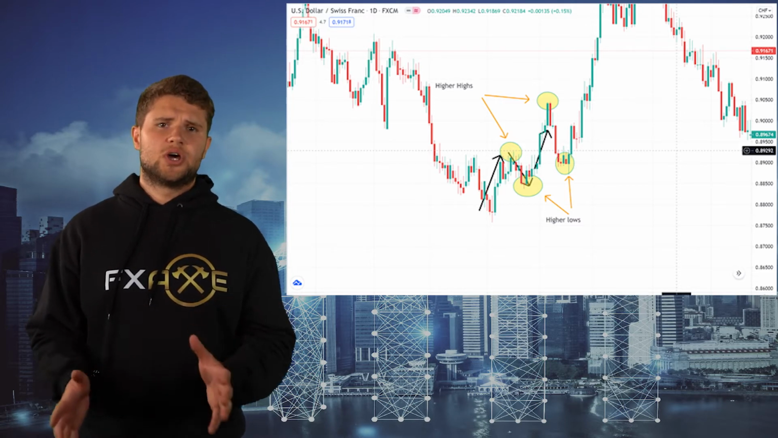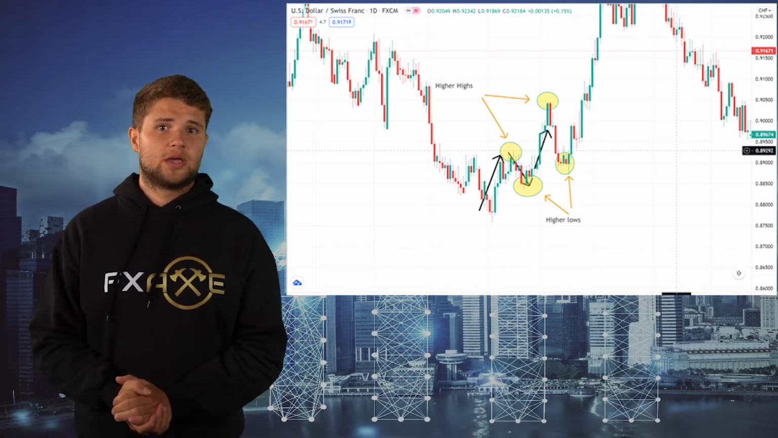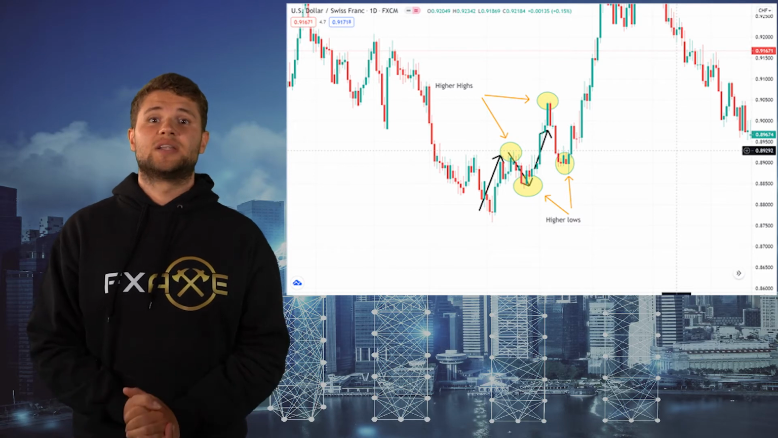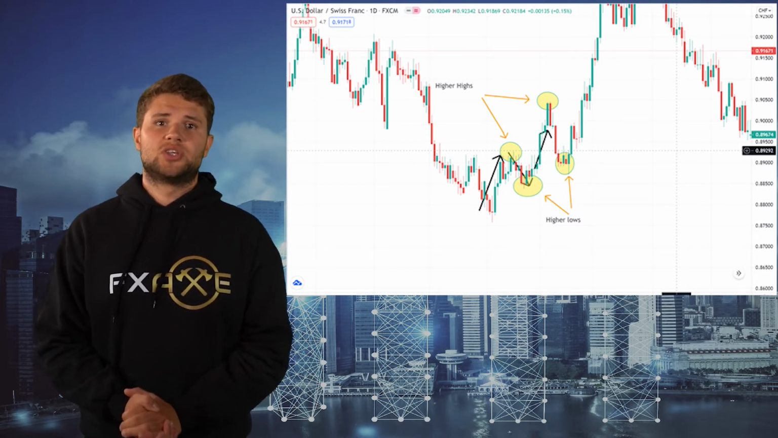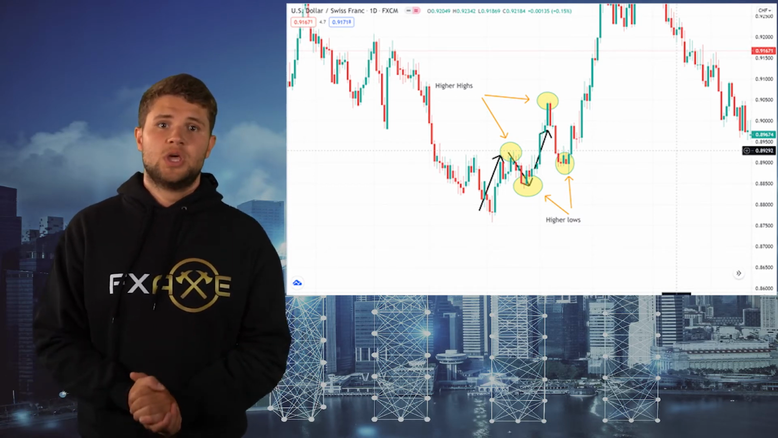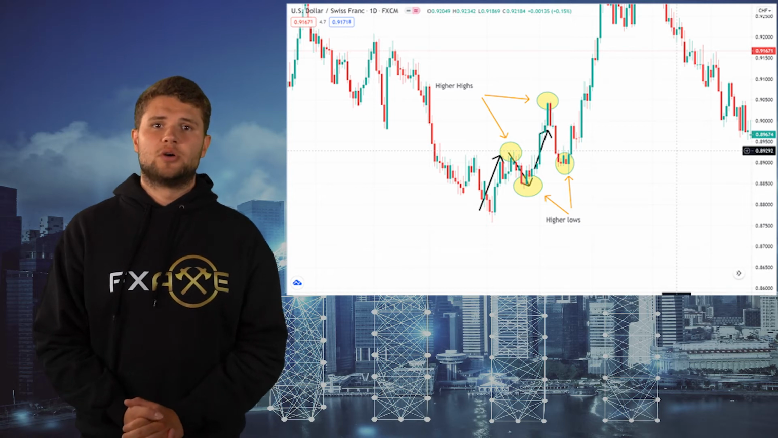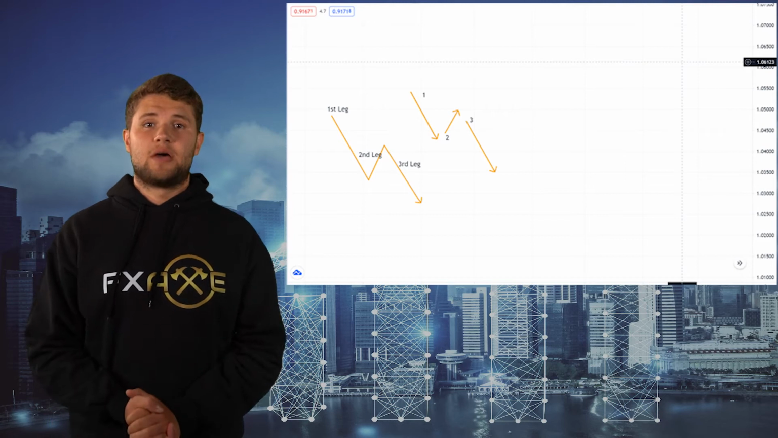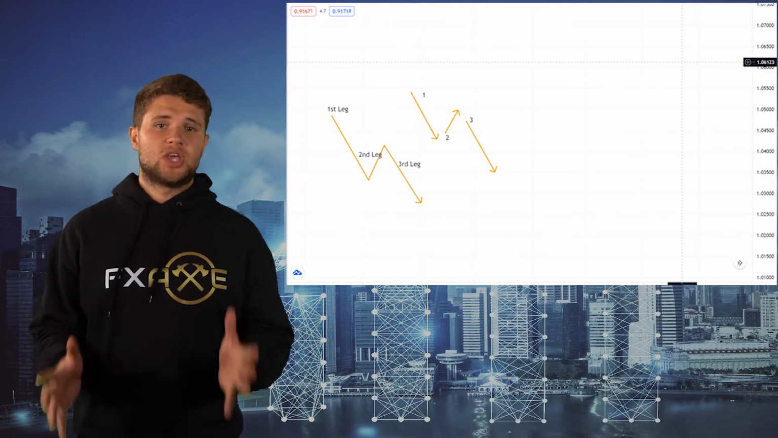It is important to note the second leg, or the pullback leg, needs to have at least 2 bearish candles to be considered a proper pullback. The pullback also cannot go below the beginning of the first leg. And here is a bearish example. Same thing here.